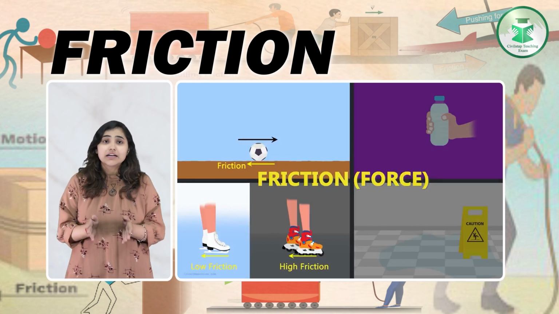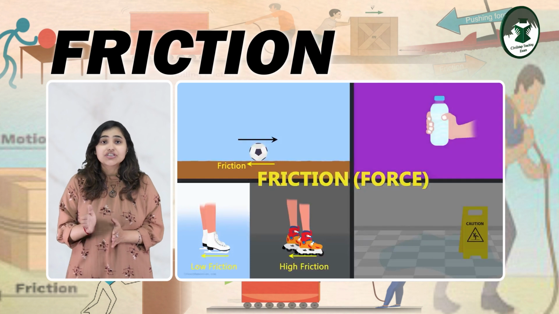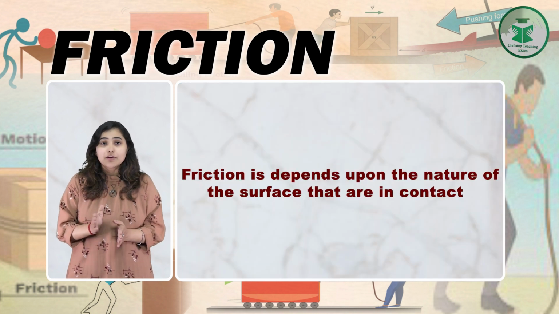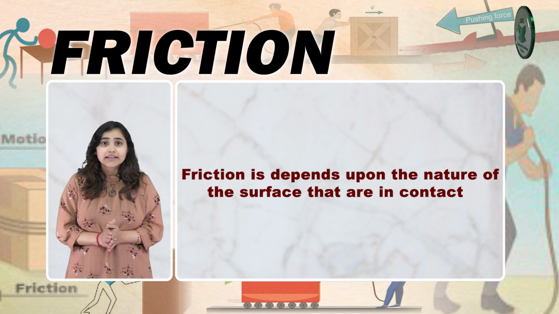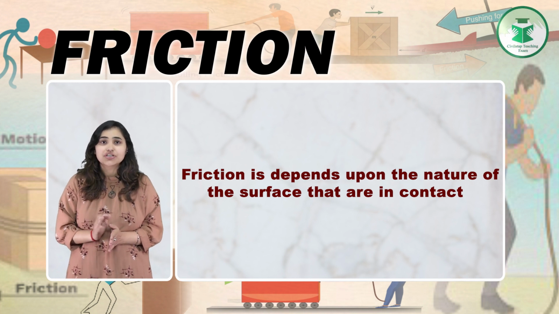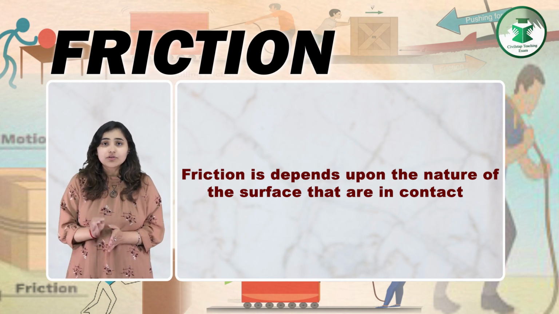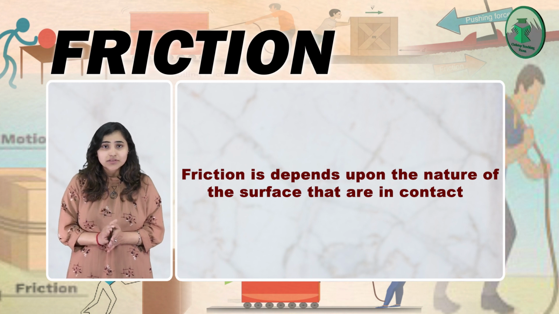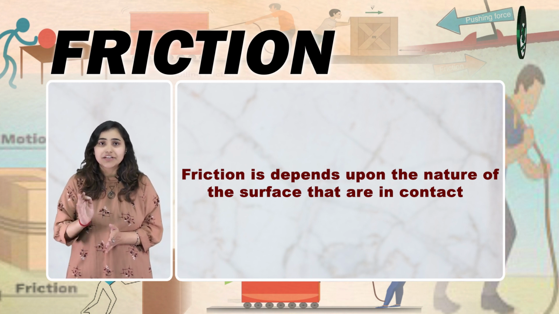Now we will learn about the factors which affect friction. First, friction depends upon the nature of the surfaces that are in contact. It may be smooth or it may be rough, that is, irregular.